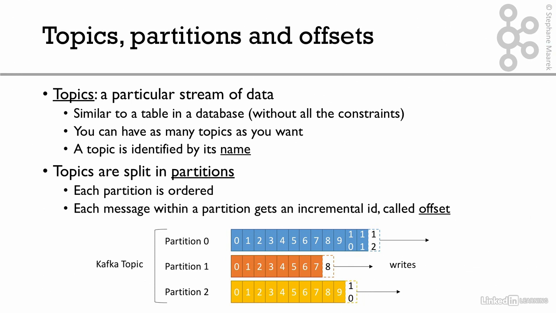It's independent. And you can also see that the offset 0 does not mean anything on its own. It needs to be Kafka topic, blah, blah, blah, partition 0, offset 0 for it to make sense, okay? This is just an introduction, but you'll get more familiar with it as we go along.